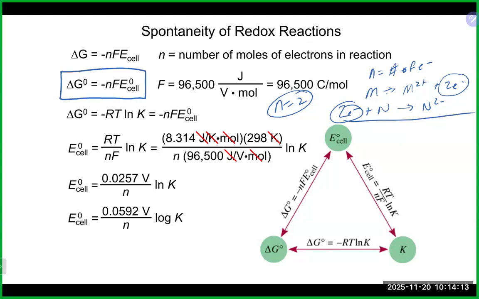F is Faraday's constant, and here's the rounded version of that, 96,500. It's 96,486 if you want the real number, but 96,500 is Faraday's constant.